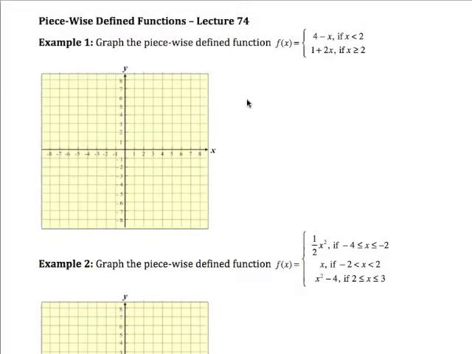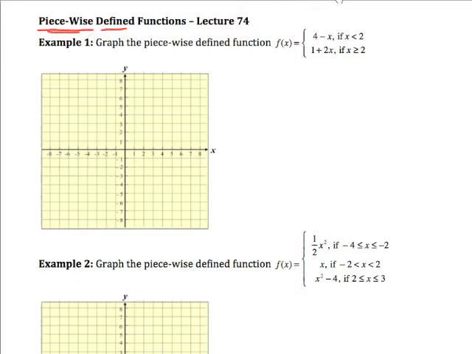Okay, in this lecture we're going to talk about some special kinds of functions called piecewise-defined functions. As the name suggests, piecewise defined means that the function is defined differently for different pieces of its domain. You've already come across one of these kinds of functions before. In fact, the absolute value function is one of these, because it is defined as x when x is greater than or equal to 0, but negative x when x is less than 0.